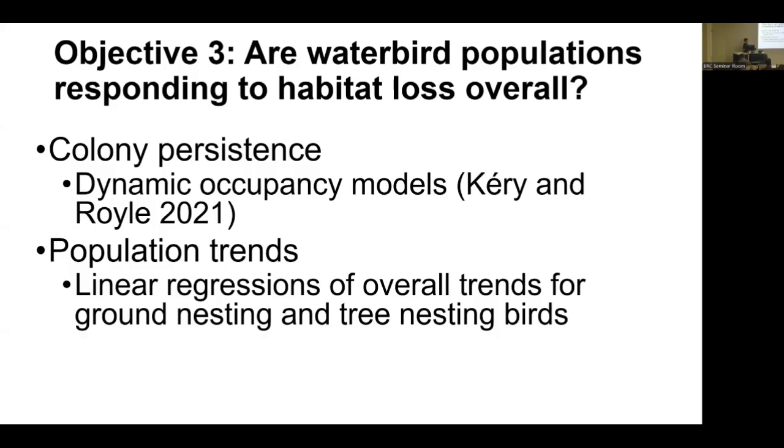So we fit dynamic occupancy models to estimate colony persistence. So what's the probability that islands will persist from one year to the next? Expecting that if habitat loss is affecting colony dynamics, the probability of islands persisting from one year to the next overall in the system will decrease over time. And we also just examined population trends of the aggregated populations of bare substrate nesters and tree nesters.